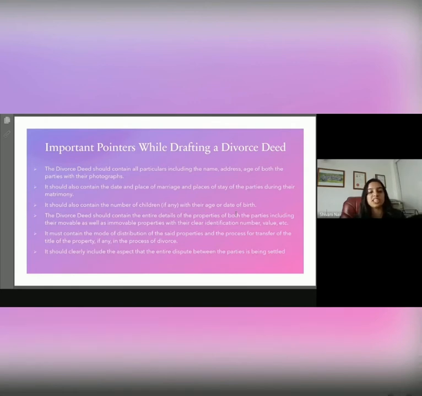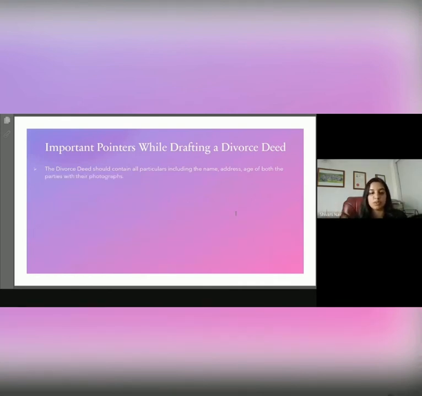Then it must contain the mode of distribution of such property, like how the assets will be divided, who will take the percentage of what assets, and the process for the transfer of the title of such property, whether it's movable property or immovable property, whether you're transferring shares, stocks, or a house. Everything has to be mentioned in the process of divorce.